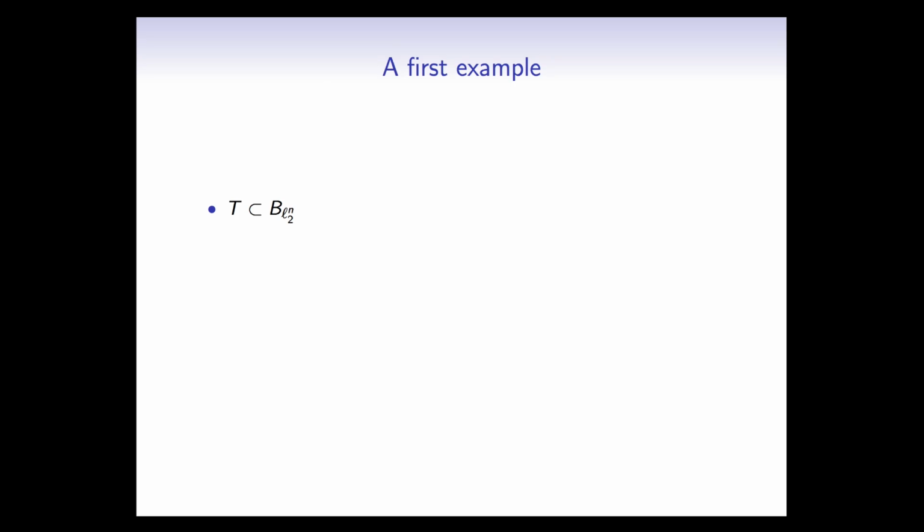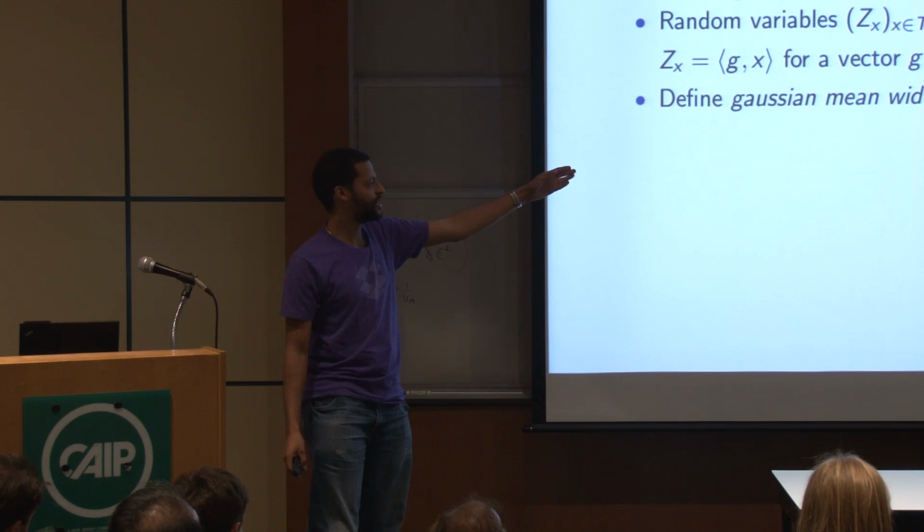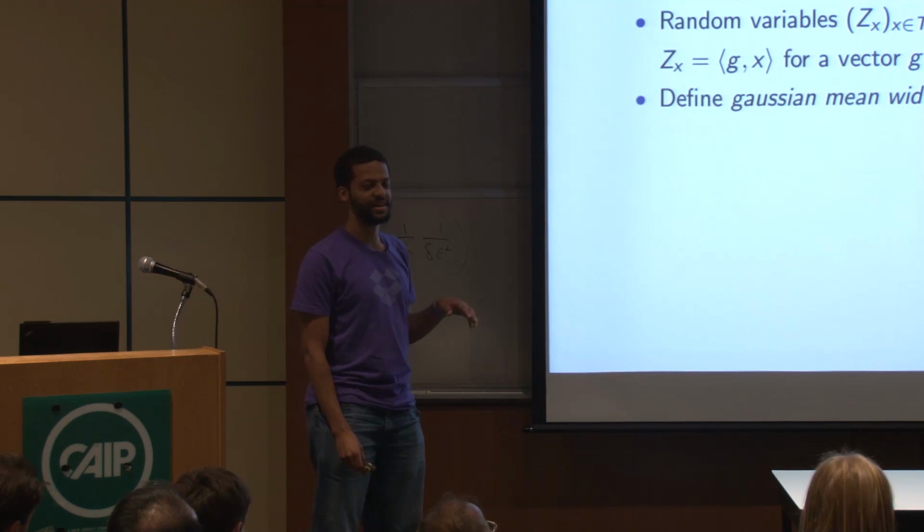Okay, so first example. Here we have a set of vectors in R^n. They all have unit L2 norm. This is the unit ball of L2^n. A bunch of unit vectors, and our random variables look like this. They're a collection of variables z_x, where x is in this set T, and z_x is g dot x, where g is a Gaussian vector with iid entries, and x is this thing in T. And I want to understand something called the Gaussian mean width of the set T, which is the expectation of the max of those random variables.